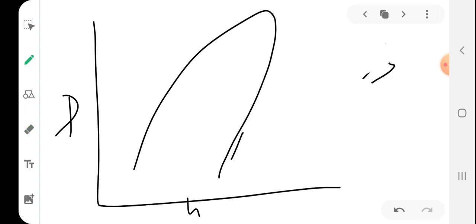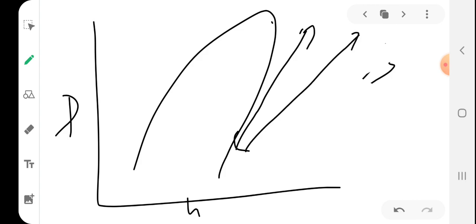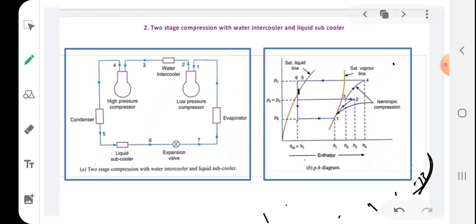These lines which are very close to this dry saturated line will have very less work. So the enthalpy difference between the points that are very close to this dry saturated line will be lower compared to lines which are away from the dry saturated line. So these lines will have a larger difference in enthalpy. These lines will have a lower difference. So that is why we are applying intercooling.